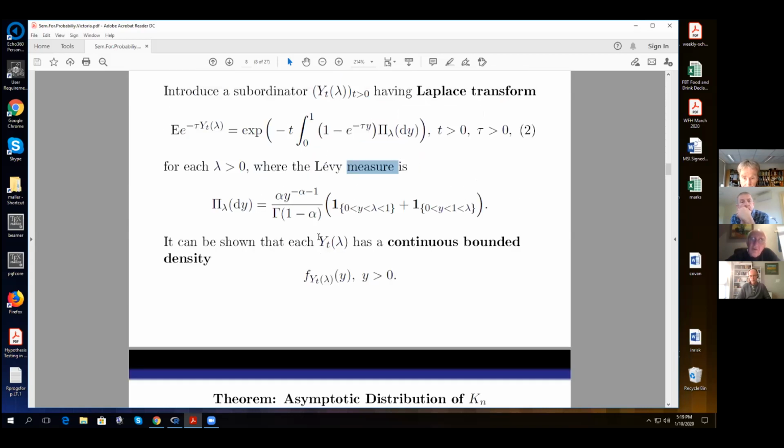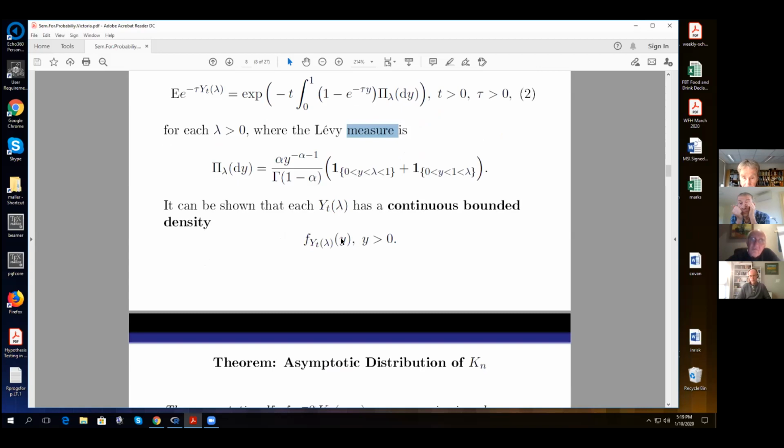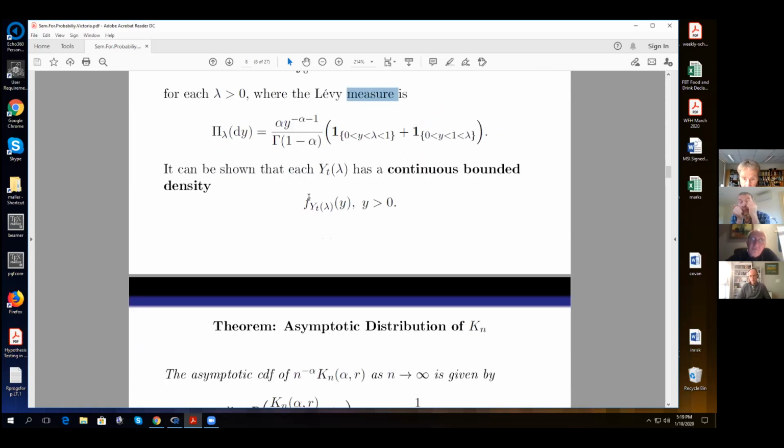As a random variable, each of these Y_t lambdas has a continuous bounded density, and the notation I use for that is a lowercase f and the subscript of the random variable that we're talking about.